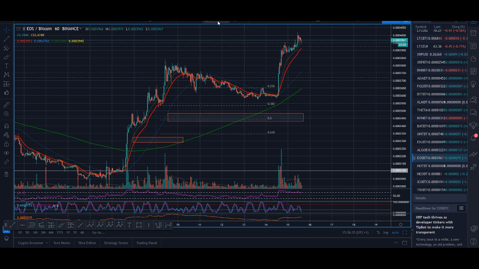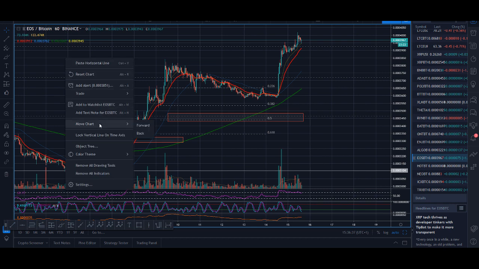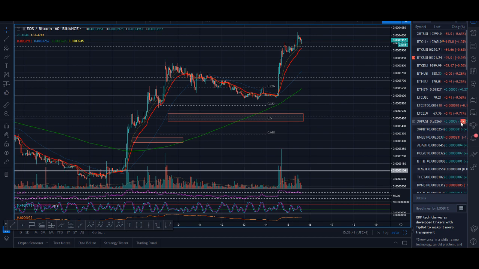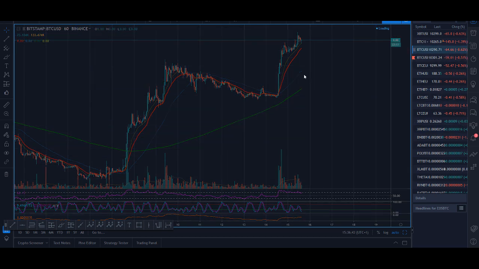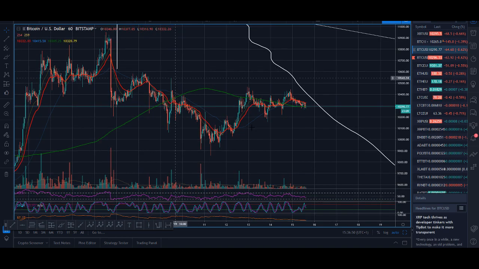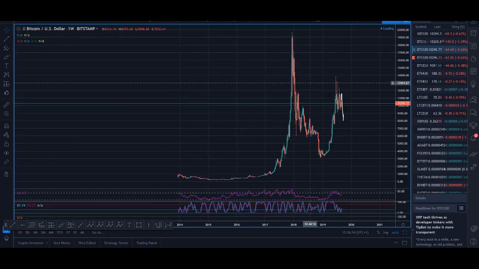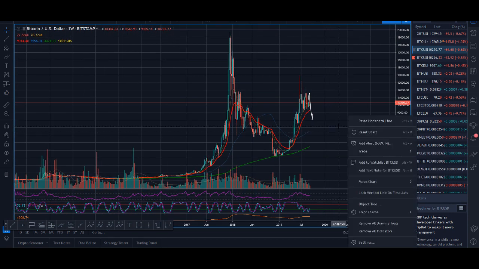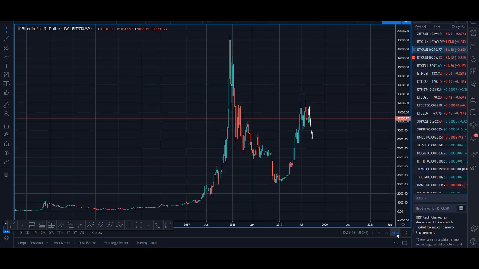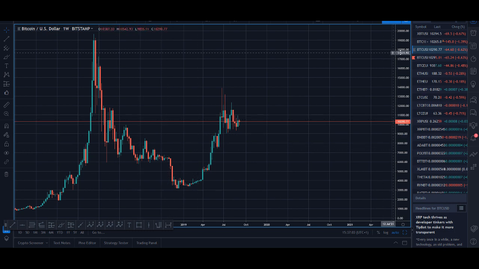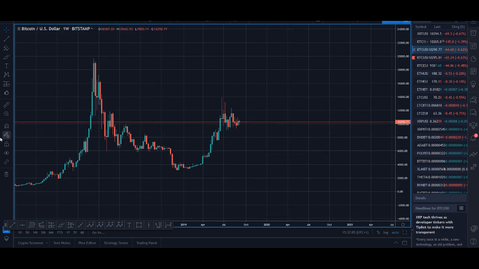What I will do is I'm going to get rid of everything. Actually, let me go on to a different Bitcoin chart. I'll go on to a different Bitcoin chart, get rid of everything, and then I'll show you how I set up for my trading analysis, with all indicators, all drawings. So this is, if you open a TradingView chart, this is what you'll see.